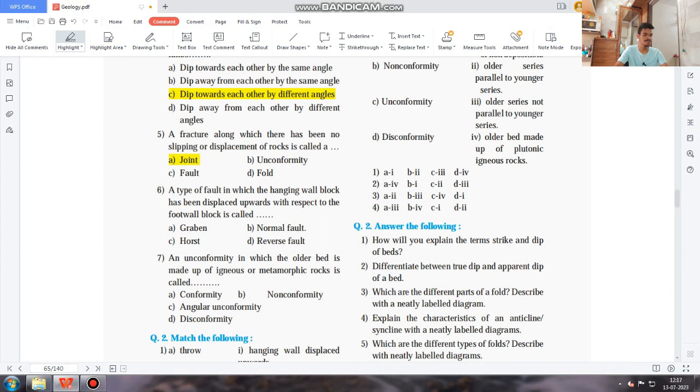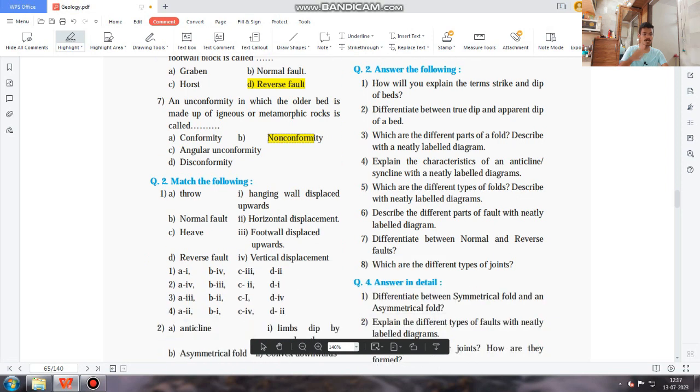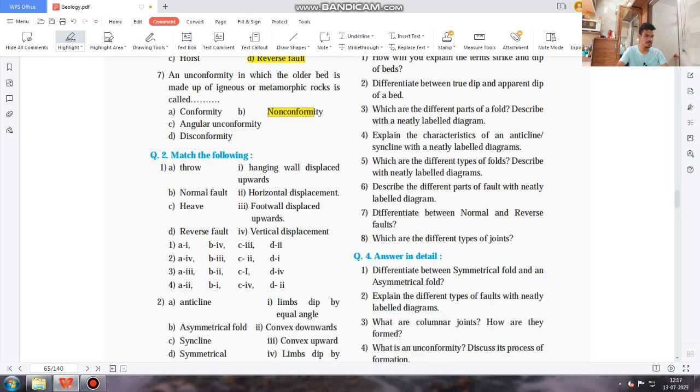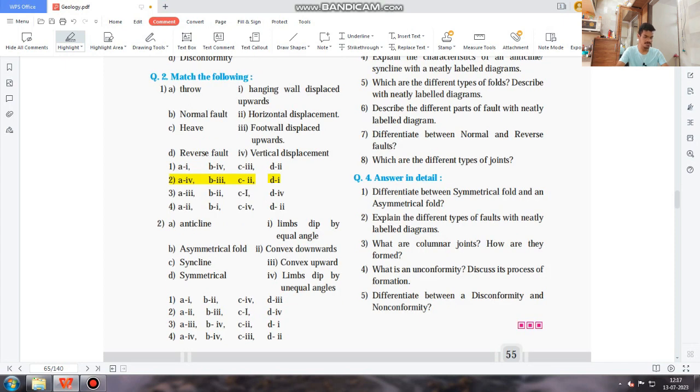A fracture along which there has been no slipping or displacement is called a joint. The type of fault in which the hanging wall block has been displaced upwards with respect to the footwall is called a reverse fault. An unconformity in which the older bed is made of igneous or metamorphic rock is a non-conformity. Match the following. Okay, this is all the types, so you can refer to that, and the correct answer should be 2.